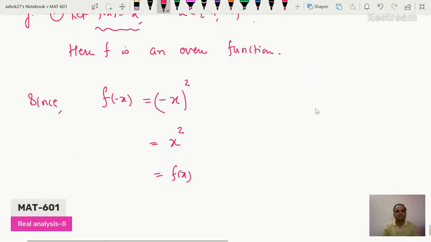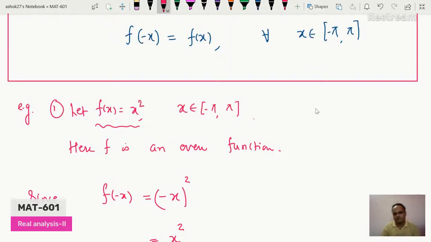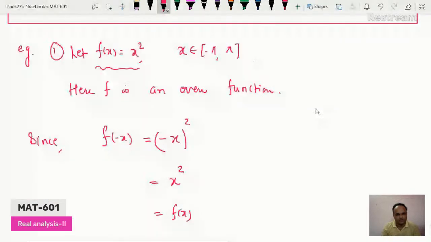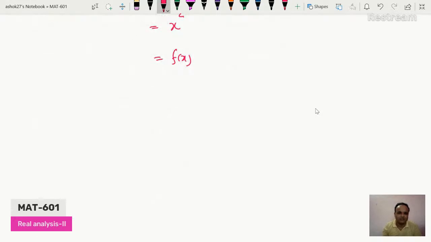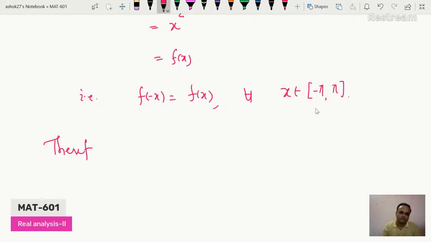So here you can check that f of x equal to x square, x lies between minus pi to pi, is an even function because it satisfies the definition of an even function. What is the definition? f of minus x should be equal to f of x. So here f of minus x is equal to minus x its square, which is x square, which is nothing but f of x. That is, f of minus x equals f of x for all x belonging to minus pi to pi. Therefore, f is an even function.